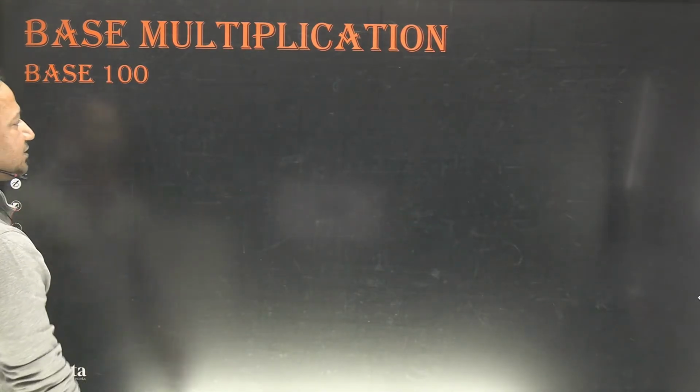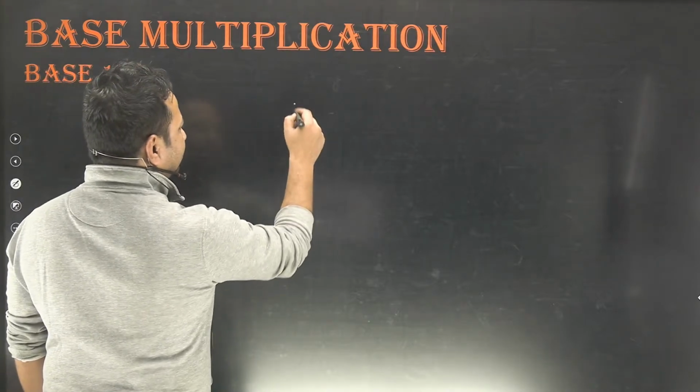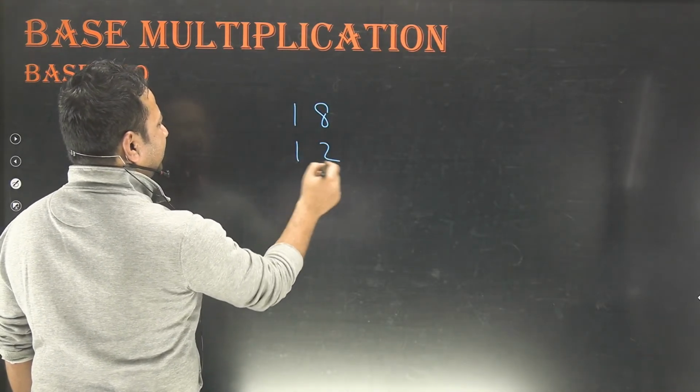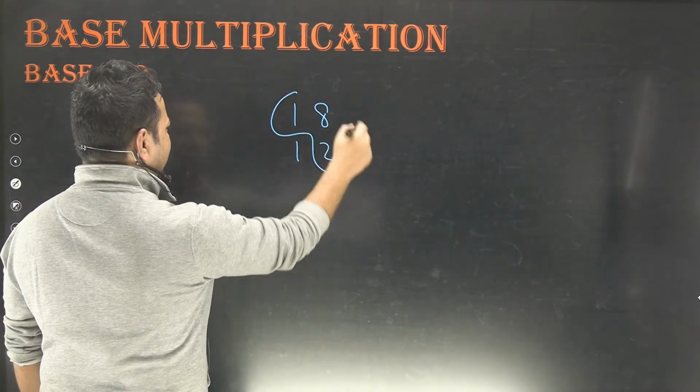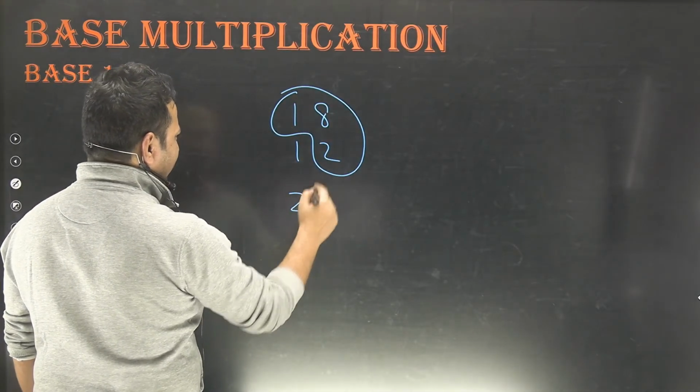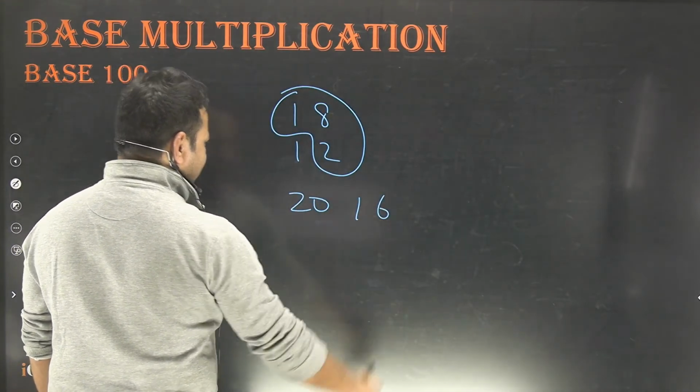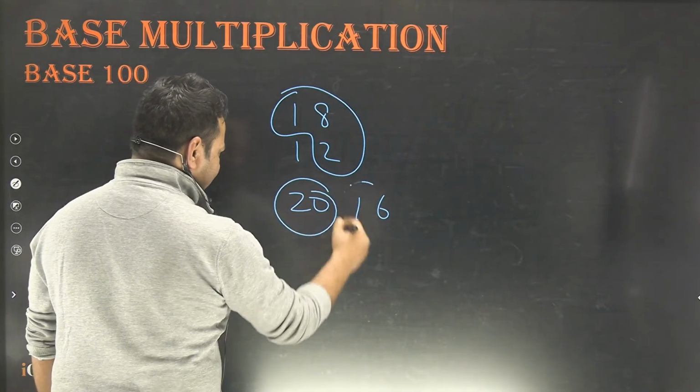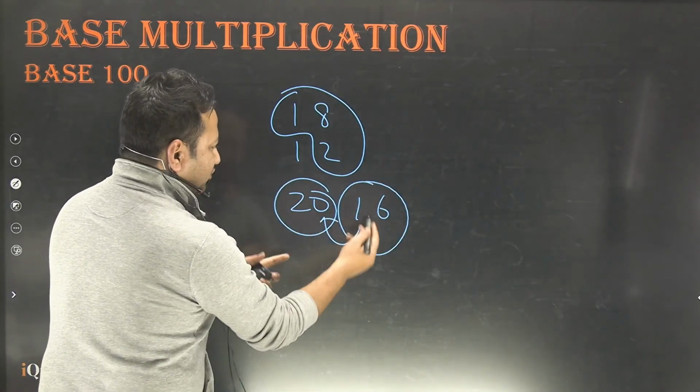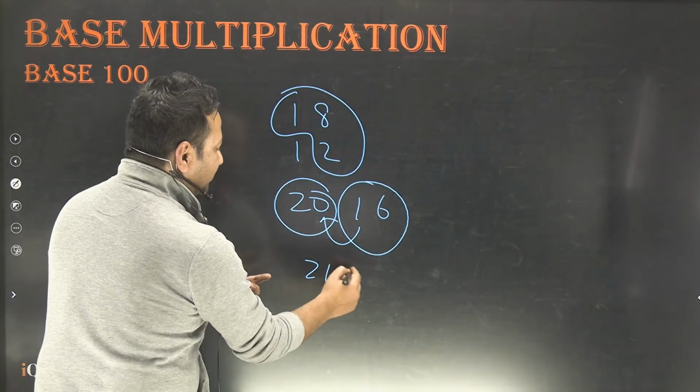I'll just repeat it once. Let me take one more example. For 18 and 12, I drew my map of Africa. 18 plus 2 was 20. 8 2s are 16. I wrote 16 over here. Then the mind is blinking with two numbers, 20 and 16. This one has to go here because only one digit is allowed. So 216 has to be the answer.